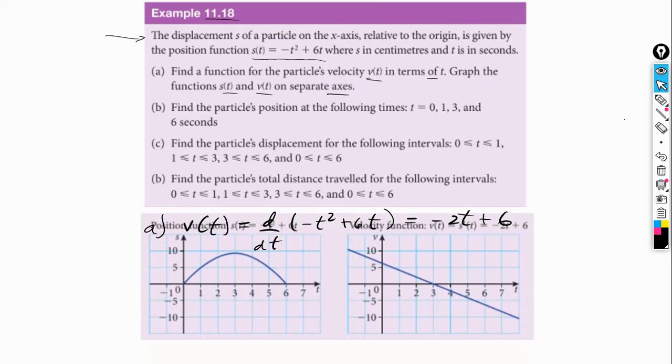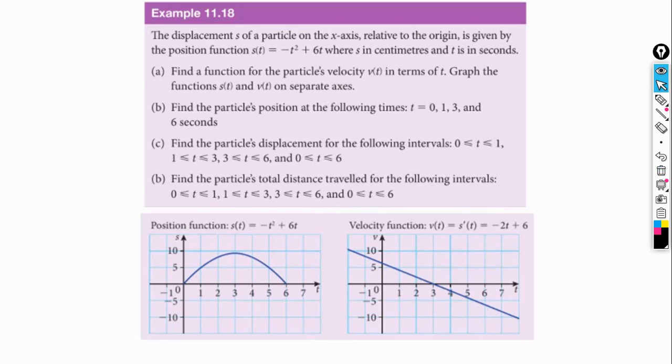And here they are. So notice that we have the position function as an inverted parabola, and we could see that through here, where the position with respect to the x-axis is given by this function here, and then the velocity, because it's the derivative of the displacement, is a linear function.